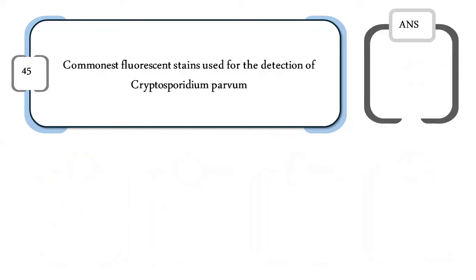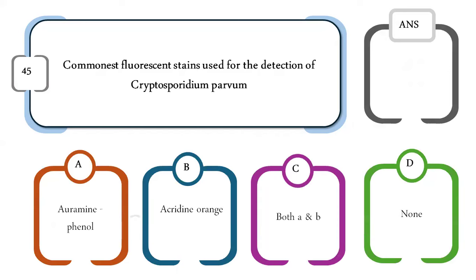Next question, common fluorescent stains used for detection of Cryptosporidium. Option A, auramine phenol. Option B, acridine orange. Option C, both A and B, that is auramine phenol and acridine orange. And option D, none of the above. Here the right answer is option C, that is both A and B. Auramine phenol and acridine orange stains are used for detection of Cryptosporidium.